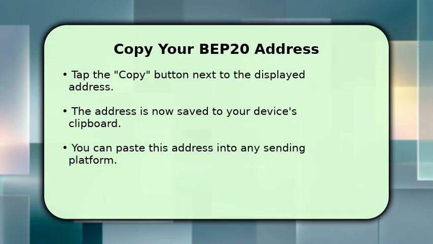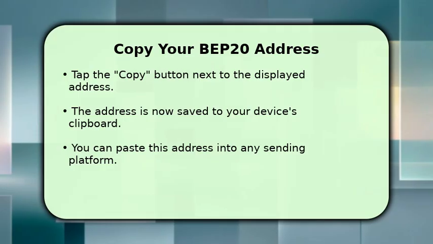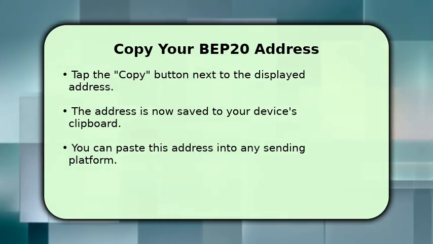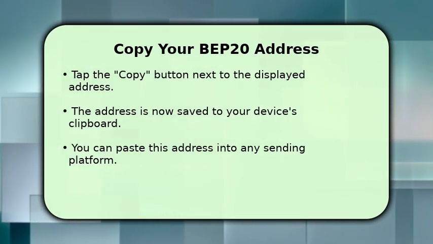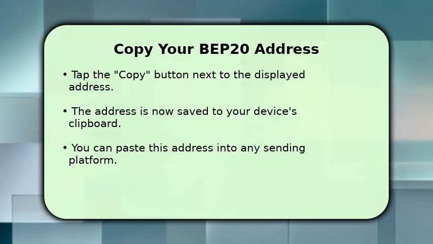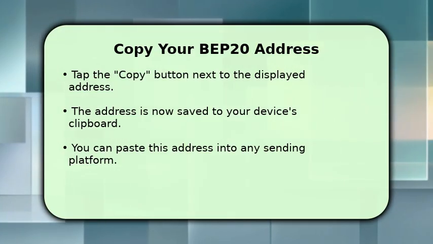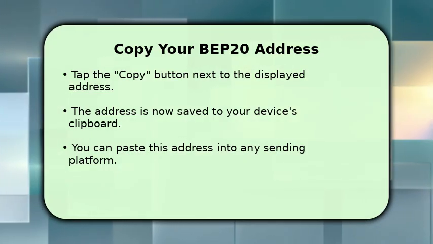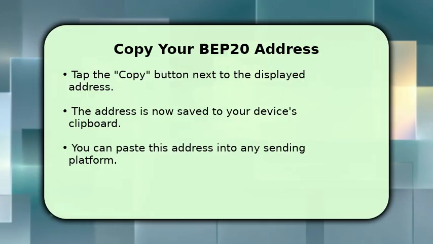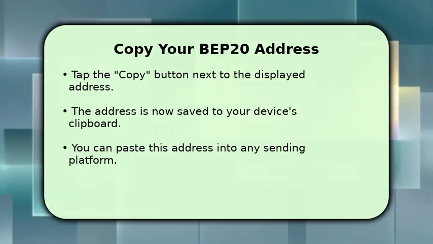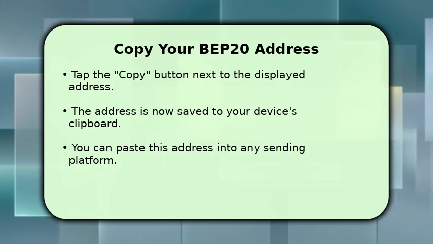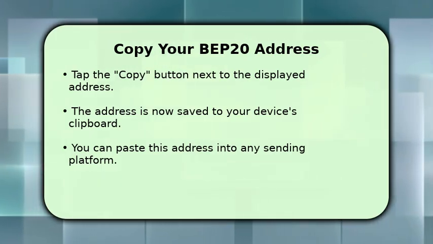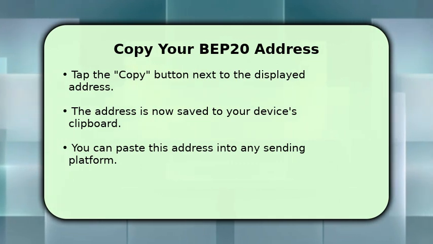With your BEP20 address now visible, look for the Copy button, typically located right next to the address itself. A single tap on this button will instantly copy the entire alphanumeric string to your device's clipboard. You'll often see a small confirmation message, like "Address copied," appear briefly. This means your address is ready to be pasted wherever you need it, whether it's on an exchange, another wallet, or a decentralized application. It's a quick and efficient way to share your receiving details.